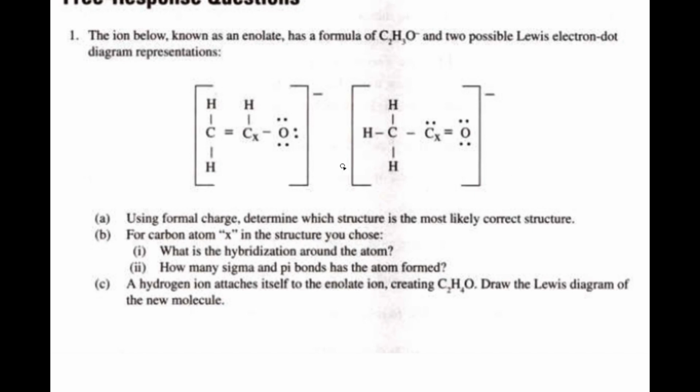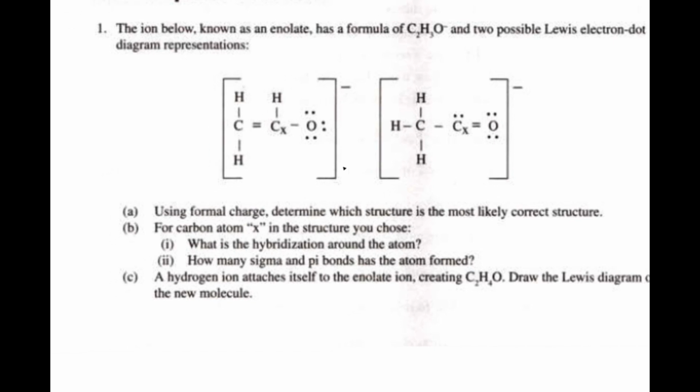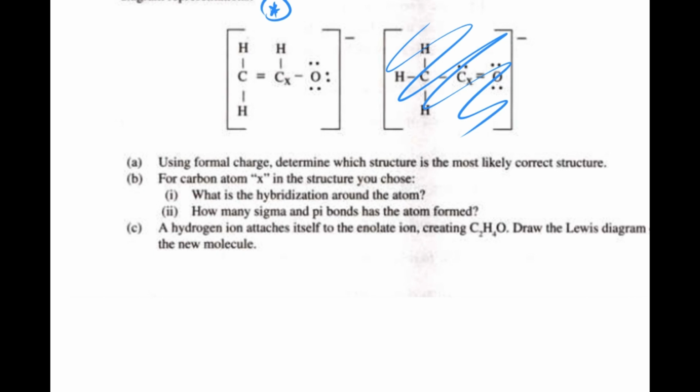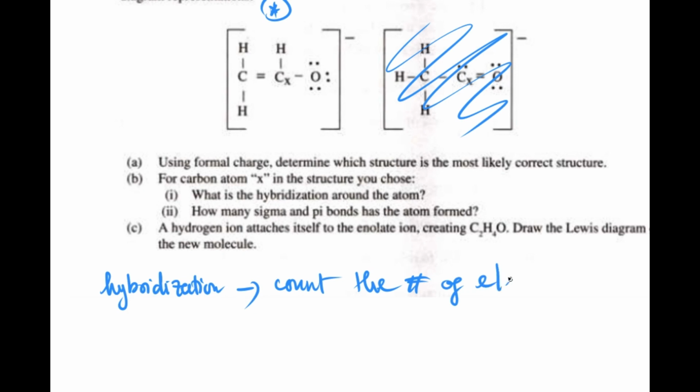For carbon atom X in the structure you chose, what is the hybridization around the atom? We chose this structure, so keep that in mind. We're not going to care about the structure. What is the hybridization around the atom? And to determine the hybridization, we need to count the number of electron domains.